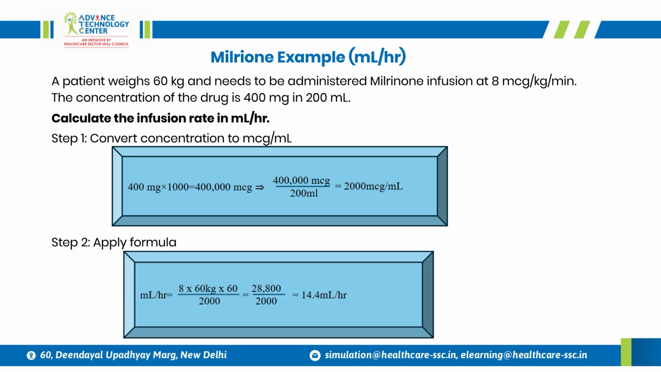Step 2. Apply the formula. Milliliters per hour equals 8 times 60 times 60 divided by 2,000. That's 28,800 divided by 2,000, which equals 14.4 milliliters per hour. So the infusion rate is 14.4 milliliters per hour.